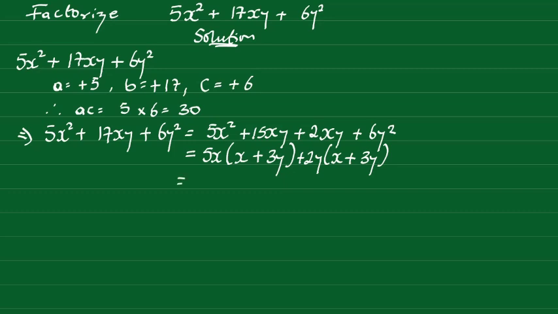Solving further, we end up having (x + 3y)(5x + 2y). This gives us our answer as (x + 3y)(5x + 2y). Thank you.